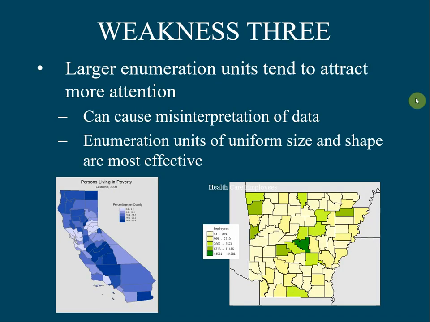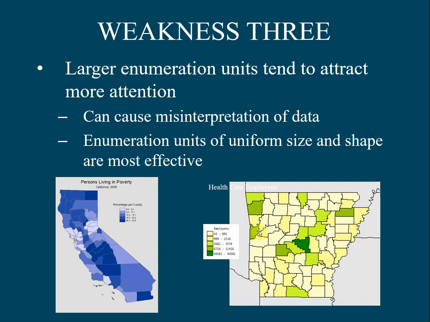Another weakness, larger enumeration units tend to attract more attention. All right, so just looking at California, where we have very varying sizes of counties, you're going to see the big counties first, right? Even though these areas, around the Mojave and whatnot, are not going to have a lot of population, or they might not be the highest class as we see here. They're going to get your attention because they're big, they're huge. That's just what you see, all right?